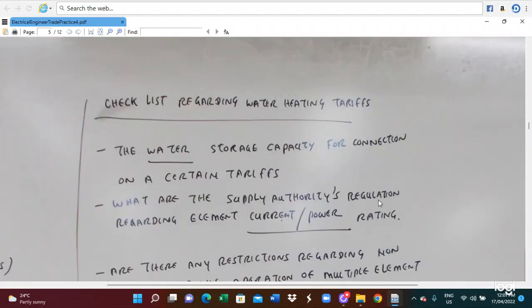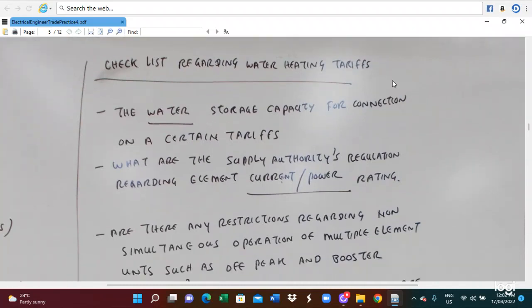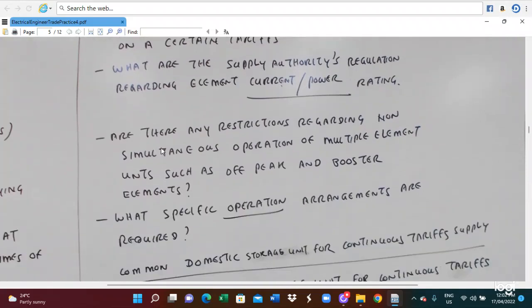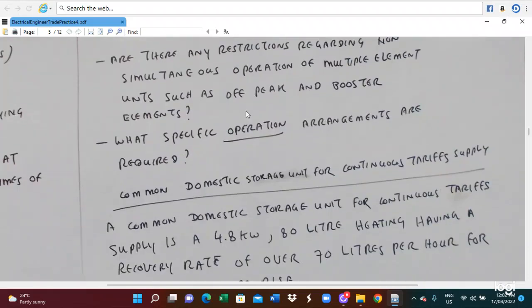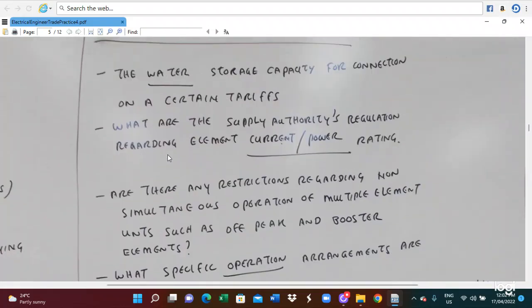So this is the water heating tariff checklist. The water storage capacity you need to check. Water storage capacity for the connection or the starting tariff, what are the supply authority regulations, and the rating of the element, current, power rating, and are there any restrictions regarding the non-simultaneous operation of the multi-based element units such as the peak and the booster element. What specific operation measurements are required? So those are what you have to check for the tariff system.